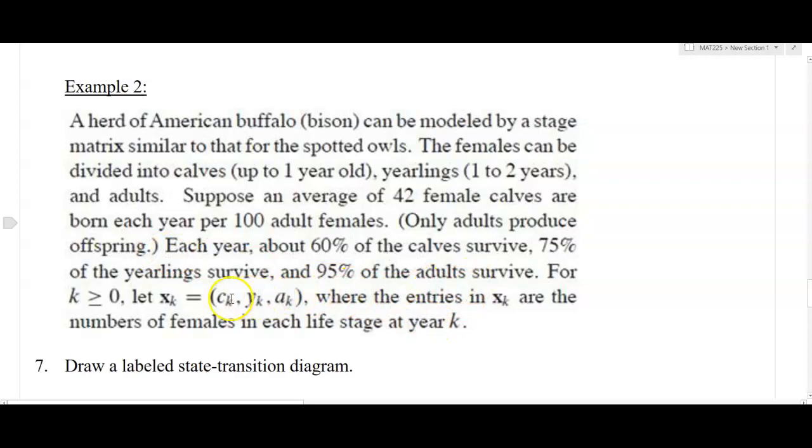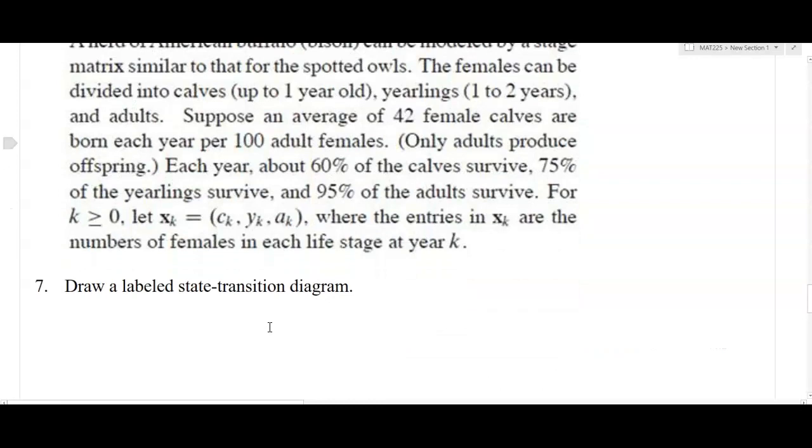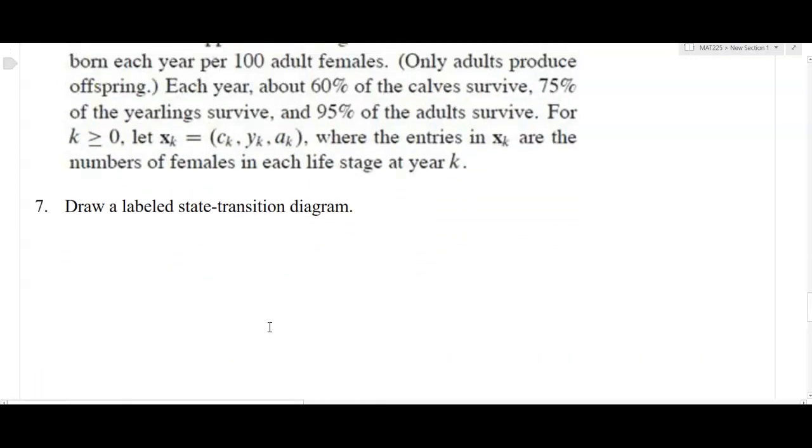For k greater than or equal to 0, let x sub k be the state vector that contains the calves, yearlings, and adults in that order, where the entries in x_k are the number of females in each life stage at year k. So we're not modeling adults, we're just modeling female bison. And so let's start off by building a state transition diagram for this.